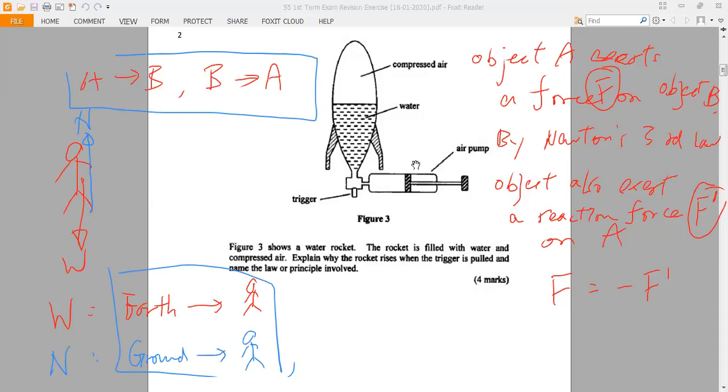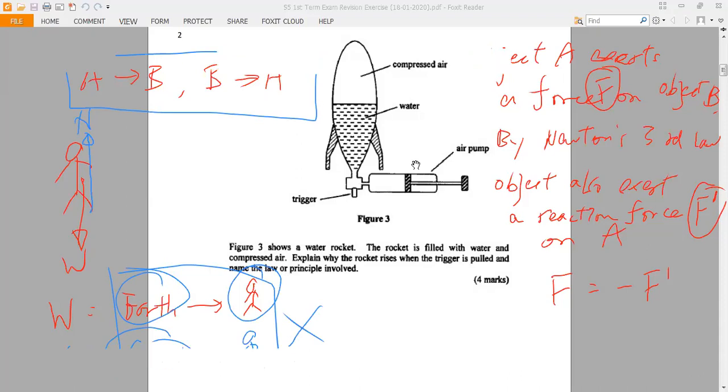Do you agree? There are 3 objects here. The first object is the earth, the whole earth, the second object is the person, and the third object is only the ground. I'm not talking about the whole earth, it's only the ground, the position the person is stepping on. Is it okay? So they are not an action-reaction pair. This is something you should be able to handle in the MC questions you will see in the exam. Okay. I'll give you another example then.